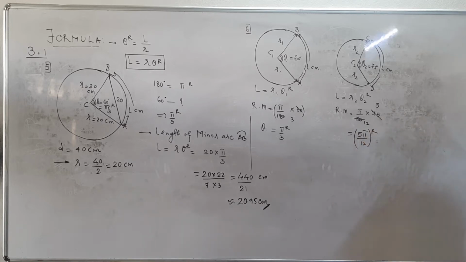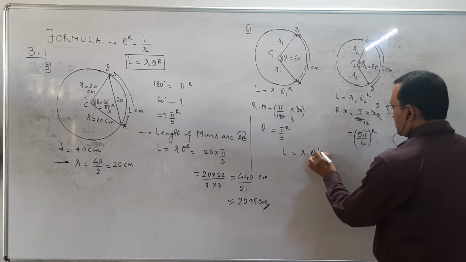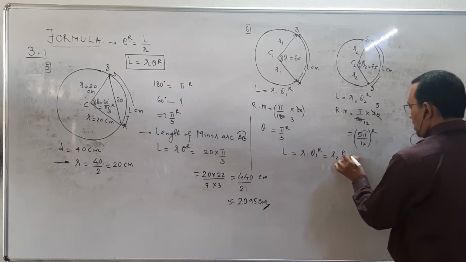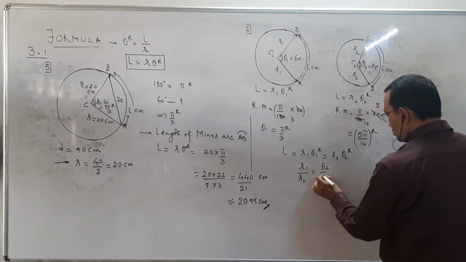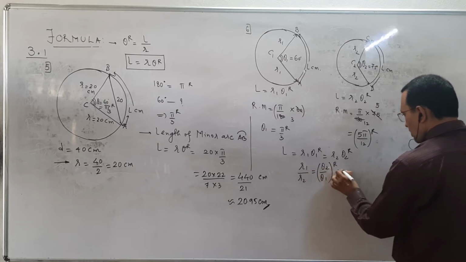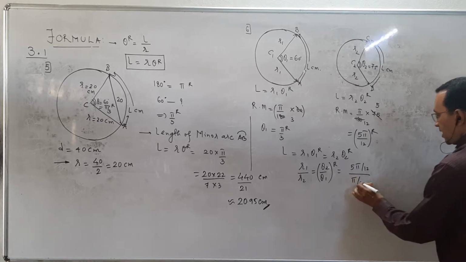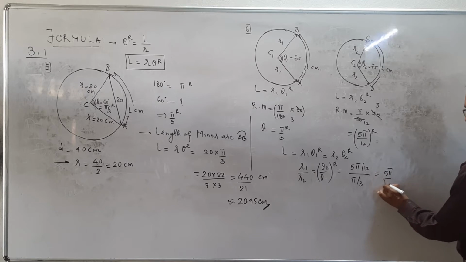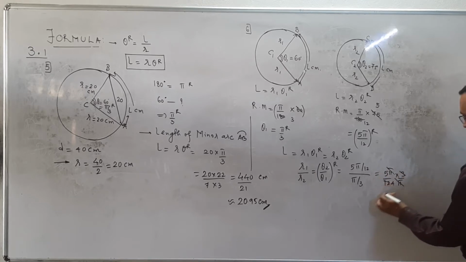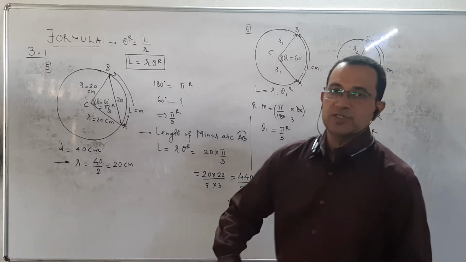Now the arc length is the same. So L is equal to R1 theta 1 radian is equal to R2 theta 2 radian. So R1 upon R2 is theta 2 upon theta 1. So 5 pi by 12 upon pi by 3, which is written as 5 pi by 12 into 3 by pi. Pi cancels, 3 ones are 3, 3 fours are 12. So the ratio of the radii is nothing but, students, 5:4.